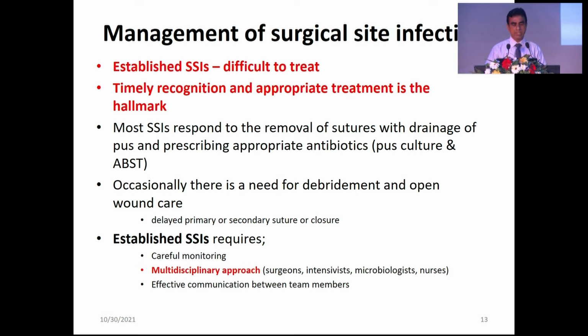And very occasionally, we need wound debridement, and sometimes we have to keep the wound open and let it heal with delayed primary suturing or secondary suturing. But the difficult one, as I mentioned earlier, the established surgical site infection, we need careful monitoring.